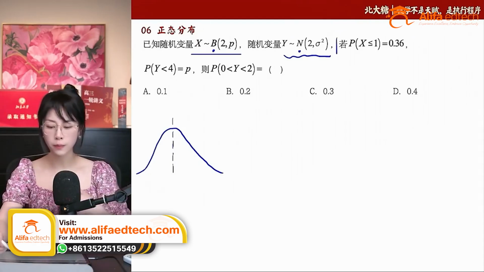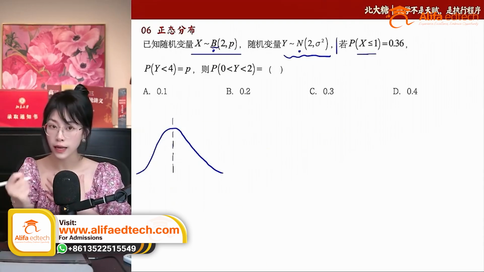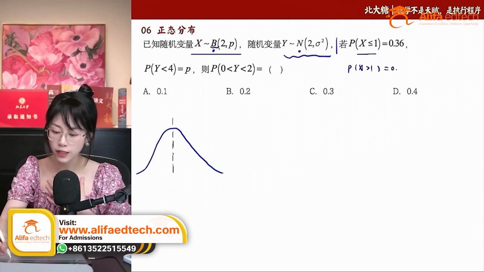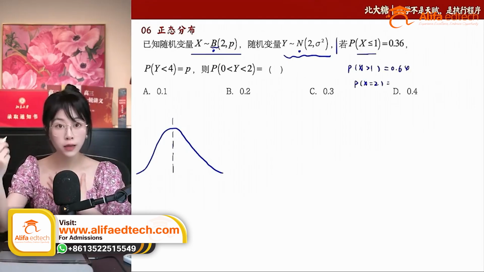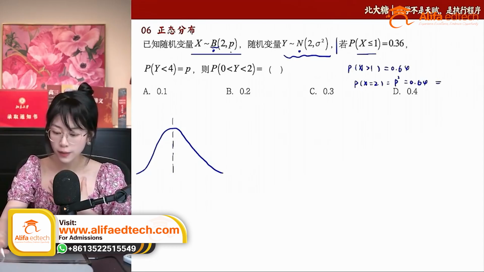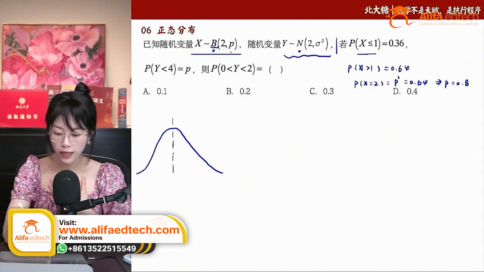Let's think about this. If P of x less than or equal to 1, since x is a binomial distribution, it could be 1 or 0. If I write out all the possibilities, it would take too long, so it's better to approach it from the opposite direction. So P of x greater than 1 would be 1 minus 0.36, which is 0.64, and in this case, that's P of x equals 2. That means I succeeded twice. The probability of success is p, so the probability of succeeding twice is p squared, which equals 0.64. From this, we can deduce that our p is equal to 0.8. Okay, this is a useful condition.